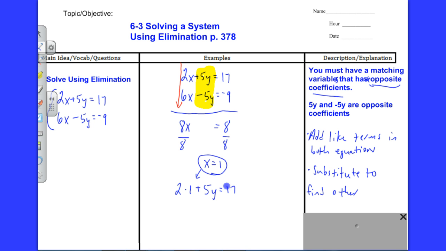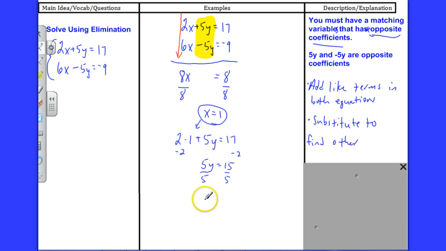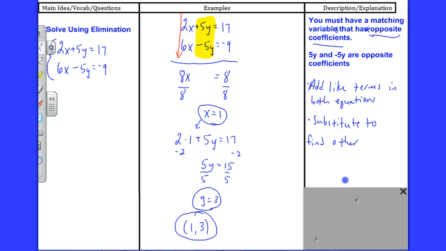And I'm just going to solve this equation for y. That's not much more than solving a basic 2-step equation. So 2x is just 2 there, right? I'm going to subtract 2 from both sides, and I have 5y is equal to 15. Then I'm going to divide by 5, and y is equal to 15 divided by 5, which is 3. There it is. So my solution to this system is the ordered pair (1, 3). That worked out real nice for me there. And that's it. That's all you have to do.